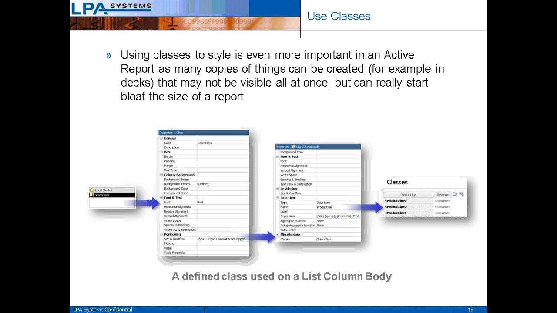Using classes. Classes to customize the style are even more important in an active report because many copies of things get created within the MHT file itself. For example, in decks, they may not be visible all at once, but they really start to bloat the size of the report if things are being repeated, and that could even be sizing instructions, changing fonts, etc.